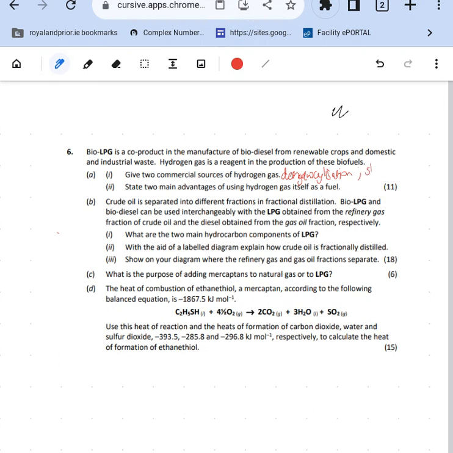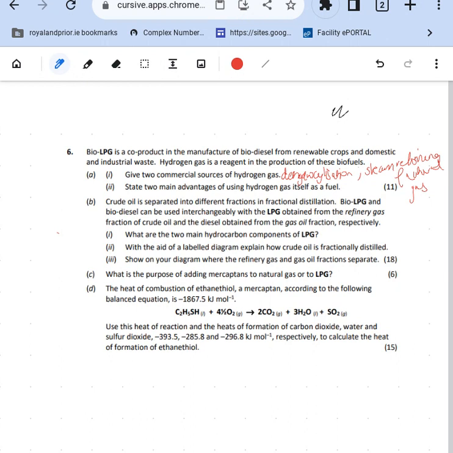Another one there is steam reforming of natural gas. You do need to know your equations in that. There's two, specifically one anyway. CH4 is your natural gas, and steam, H2O, producing hydrogen and carbon monoxide. Steam reforming of natural gas. And you could also mention there electrolysis of water, which is very expensive.